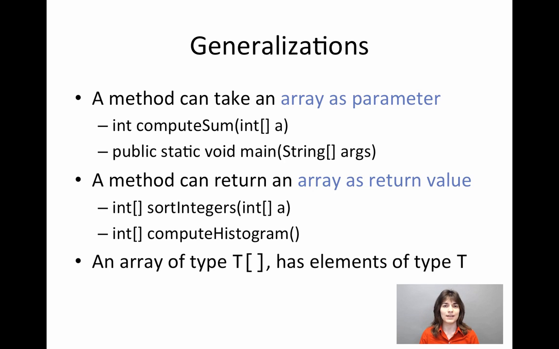An array of type T with square brackets has elements of type T. This is an important note to remember, especially when we're going to talk about a little bit more complicated arrays, what are known, especially in other programming languages, as multidimensional arrays. But be patient and we will come to that topic in a little bit.